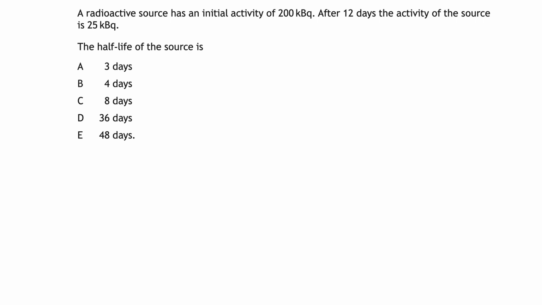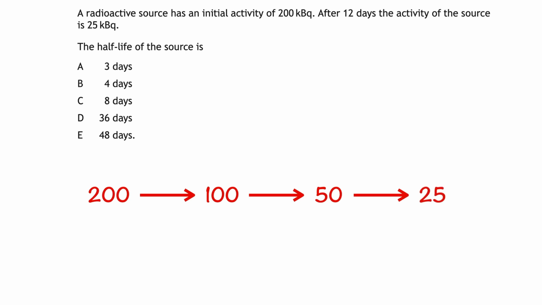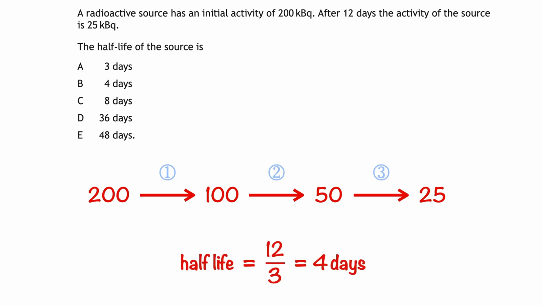To find that, we start with the larger number, then half it. Since we've not reached 25 yet, we'll need to half it again, and one more time. We've got 4 numbers there on the screen, but if you count the arrows, you can see that there are actually 1, 2, 3 half-lives. This all occurred in 12 days, so because 12 days is equal to 3 half-lives, one half-life must be 12 divided by 3, which is 4 days. The answer's B. And so on to the next question.